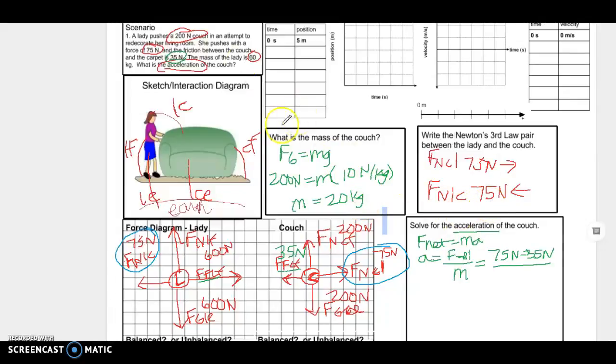So I'm going to go ahead and fill in my mass, 20 kilograms. So that's going to be 40 newtons divided by 20 kilograms. So that's going to give me an acceleration of 2 meters per second per second. So there goes the acceleration of the couch. So now we know the couch is accelerating with 2 meters per second every second, so every second it's gaining a speed of 2 meters per second that passes.